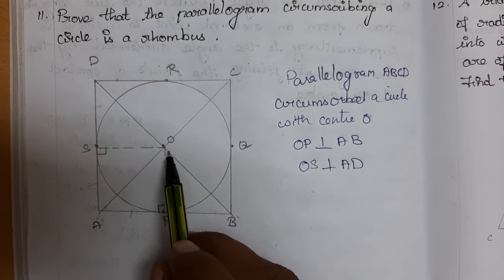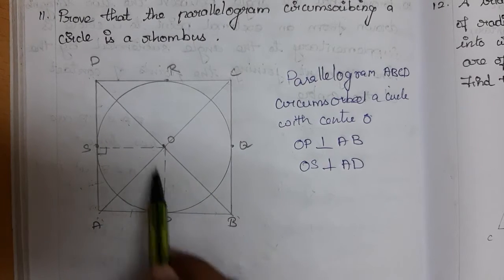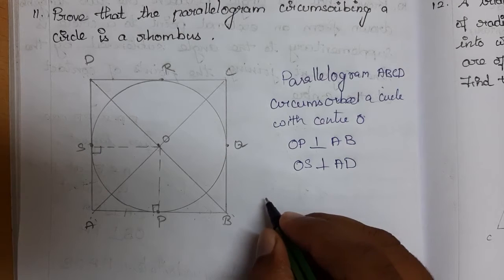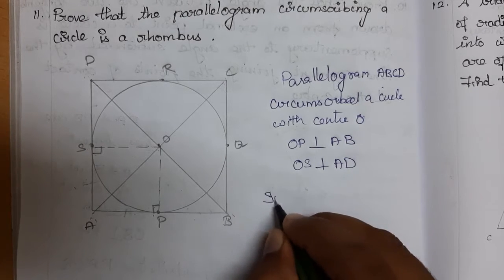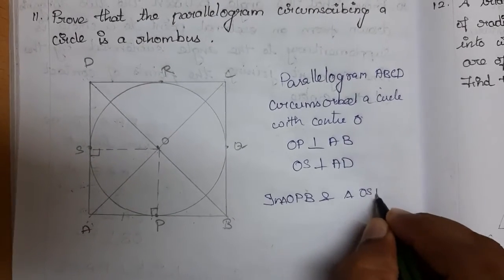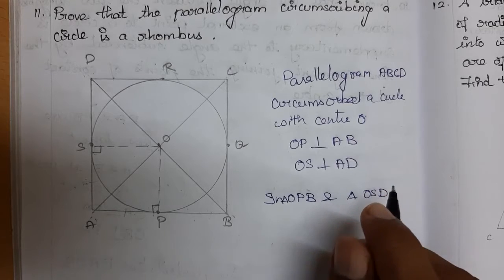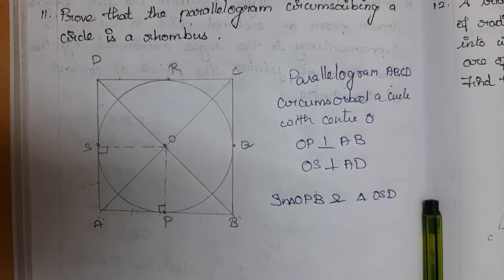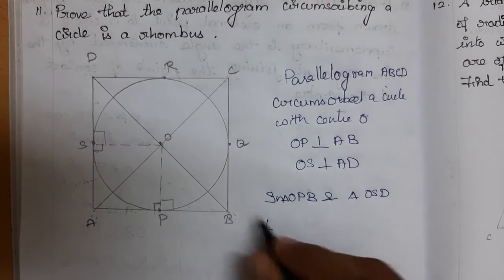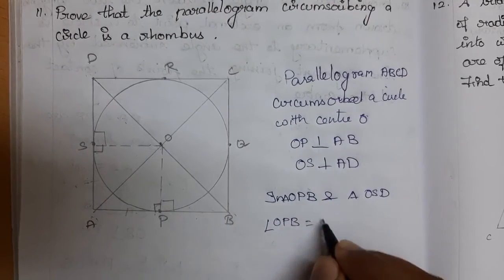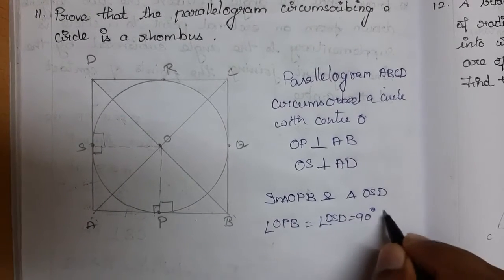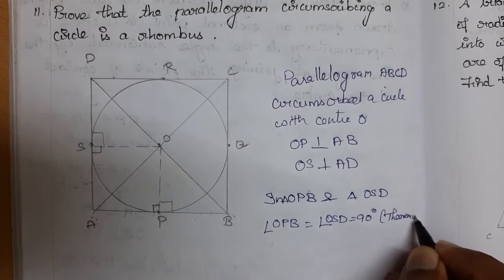So we are going to compare triangle OPB and triangle OSD. We have to prove that both triangles are congruent. So in triangle OPB and triangle OSD, what are the ways we can prove that triangles are congruent? One, we know these two are perpendicular. So angle OPB is equal to angle OSD is equal to 90 degrees by theorem 10.1.